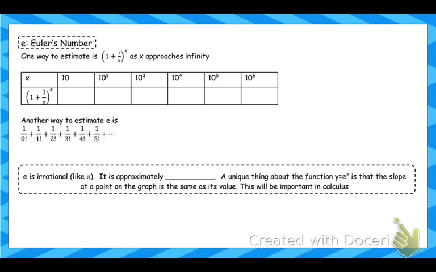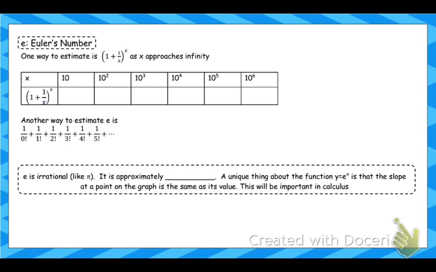One of them is basically this expression as x approaches infinity. So what that means is as x gets bigger and bigger, this value is going to get closer and closer to the actual value of E. So what we can do, we can start by plugging in 10. You'll need a calculator for this, and I think I have one with me. So I'm going to start by plugging in 1 plus 1 over 10, to the 10th power.